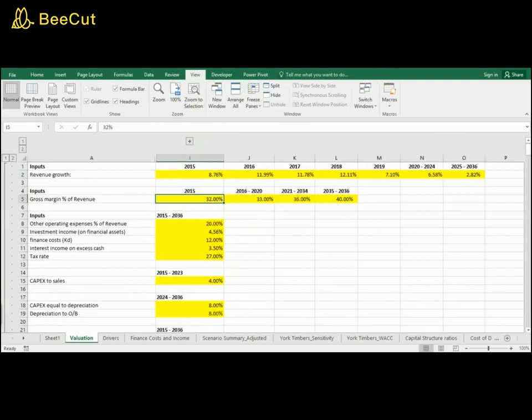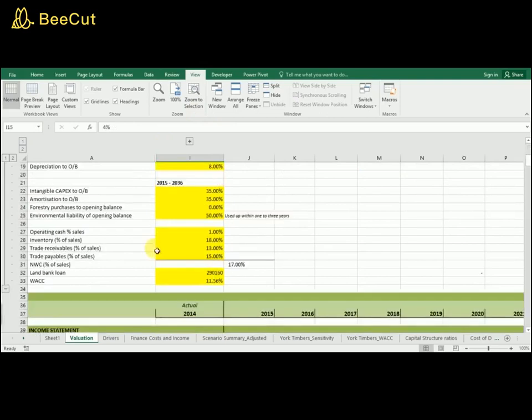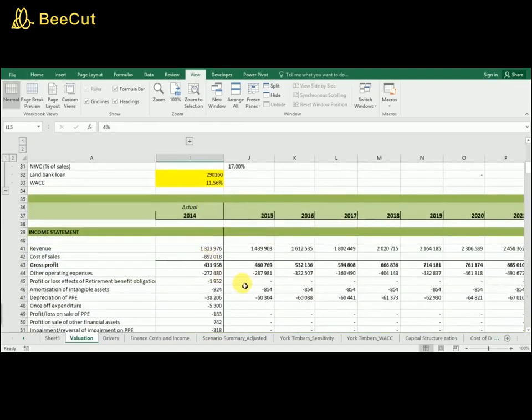We then looked at, similarly to that first lecture example that we did in class together, operating expenses, investment income, finance costs, and everything as a percentage of my revenue figure for each of the respective years. CapEx, same thing for intangible assets then, and so on and so forth. And what we did with this information was we forecasted all the financial statements of York Timbers.